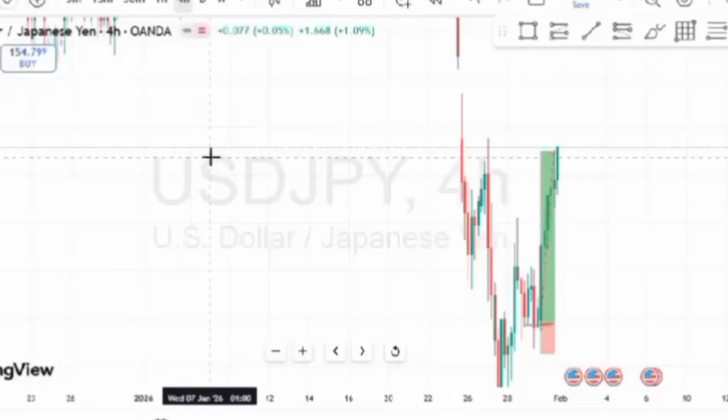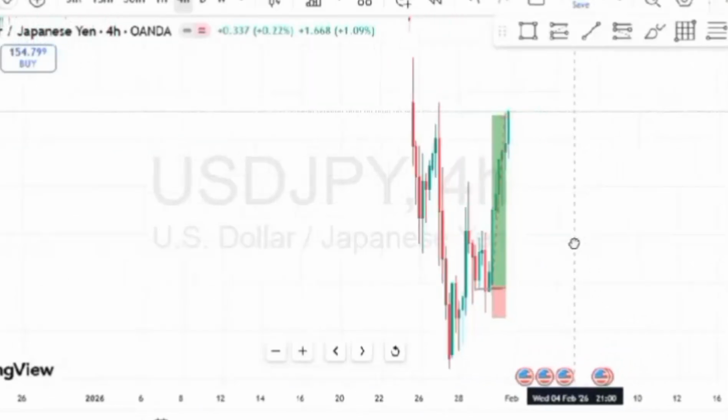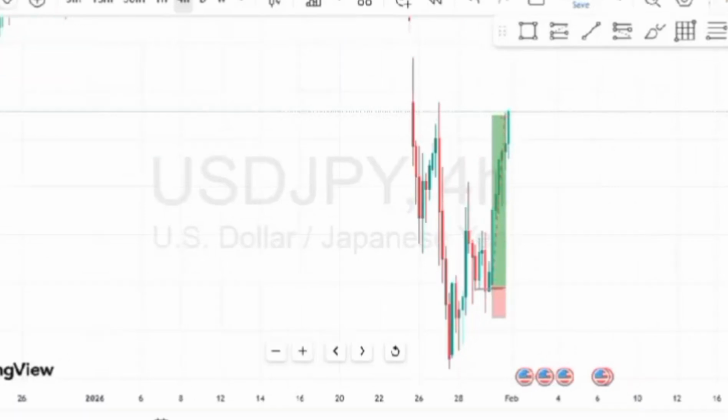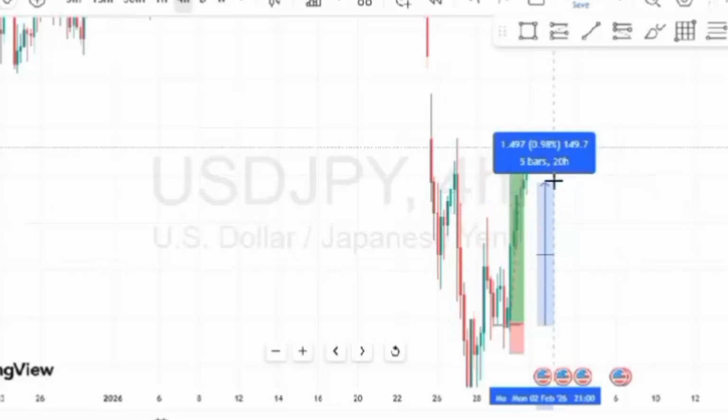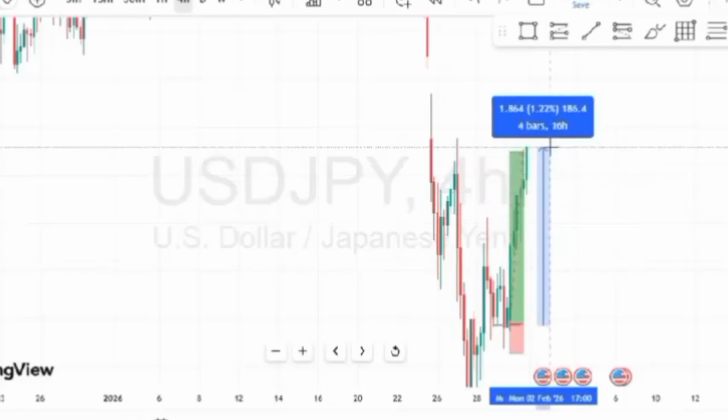So this is how I was able to achieve this. I think I had 180 pips from this trade. If we take it from those points to where it is currently, we made 185 pips. So how did that come about?